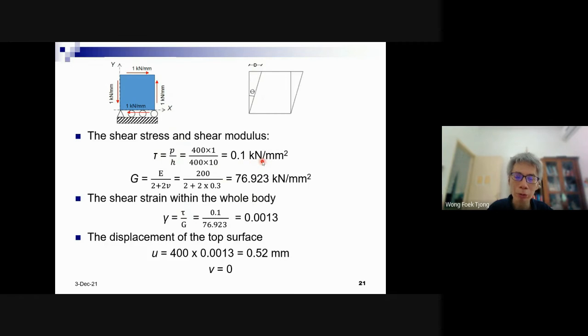Well, now how to compute the strain? Just use the basic relationship of the shearing strain and shearing stress, that's tau divided by G. What is G? G is the shearing modulus. We can calculate it using this one: 200 divided by 2 times (1 plus nu), so 76.923 kilonewton per square millimeter.